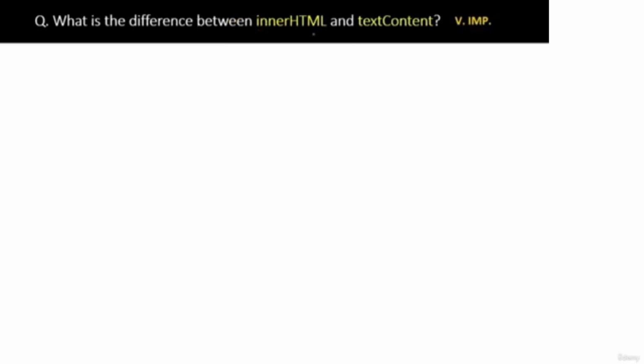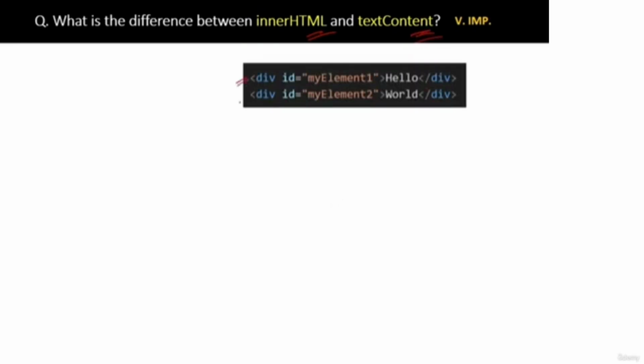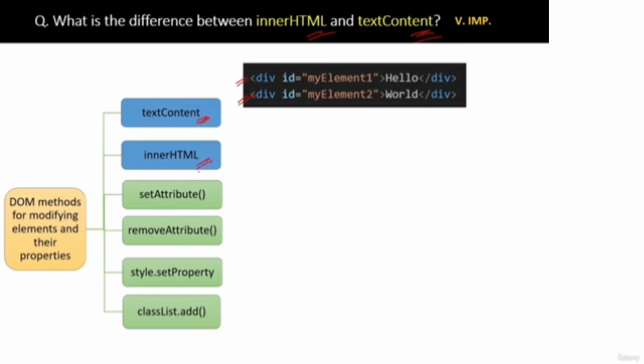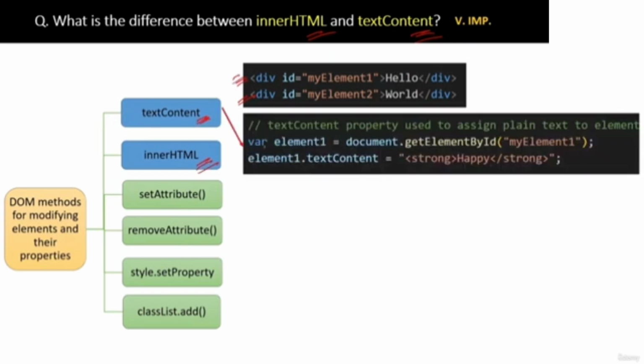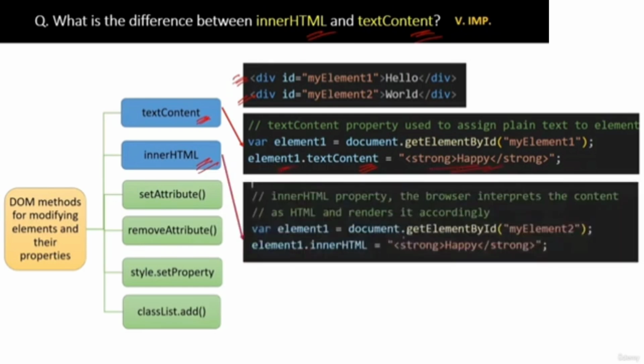What is the difference between innerHTML and textContent? Very good and tricky question. Suppose in our HTML we have two div elements like this. Now we want to modify this hello and world to something else. For that, we can use either the textContent or innerHTML properties to modify the content of DOM elements. First, the textContent property can be used to assign plain text to myElement1 like this. And then the innerHTML property can be used for myElement2 like this. And this is the result in the browser.